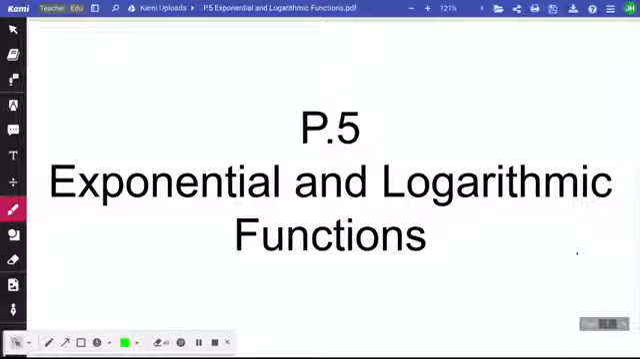Hey guys, we are getting ready to do the absolute last section of chapter P, which means we are going to have a test on Friday, and I will talk more about that at the end of the notes. So we are doing exponential and logarithmic functions.